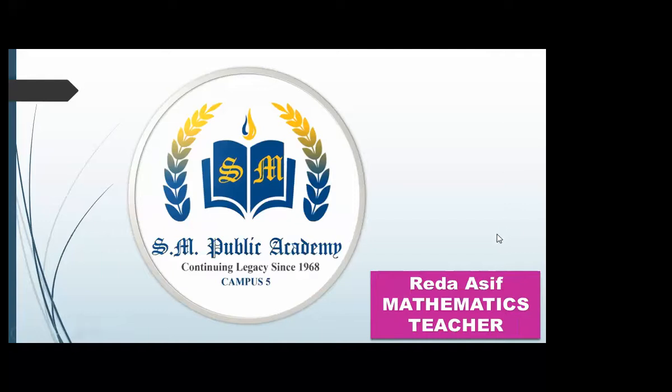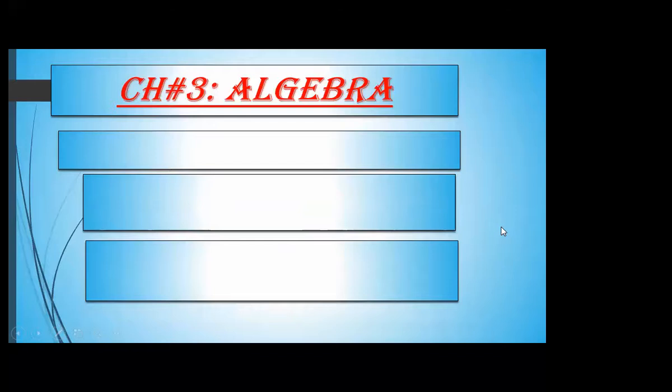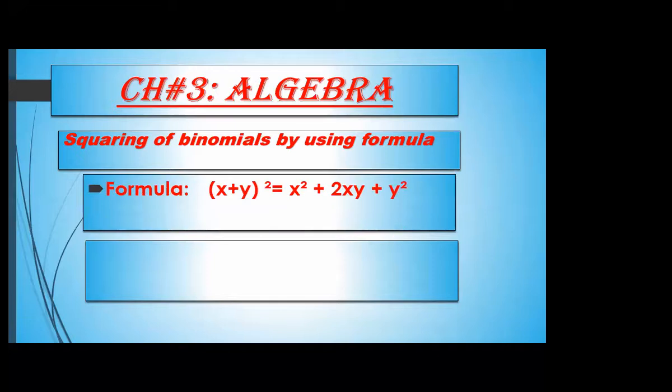So, my dear ones, what we were discussing in chapter number 3, Algebra, what was the topic? We were discussing square of binomial by using the formula. We have discussed the formula of binomial when the two terms contain the plus sign. The formula here is on your screen.